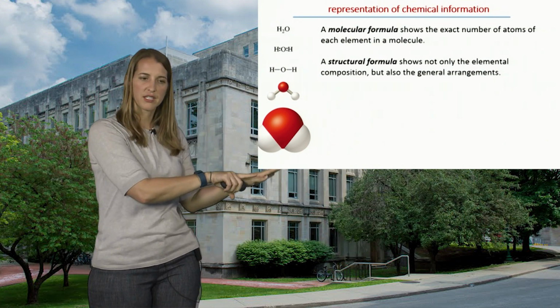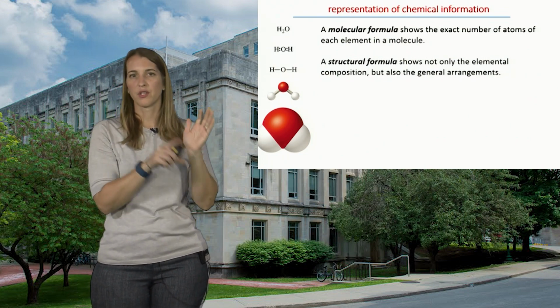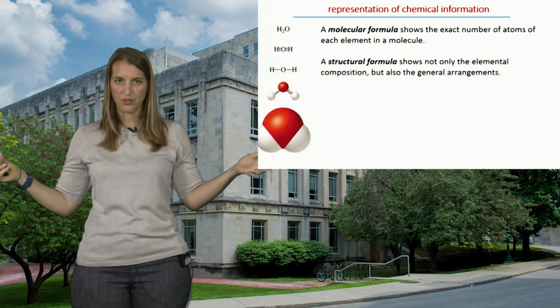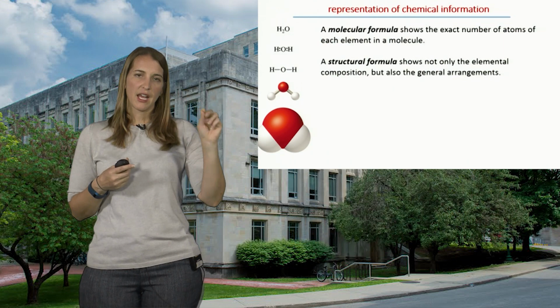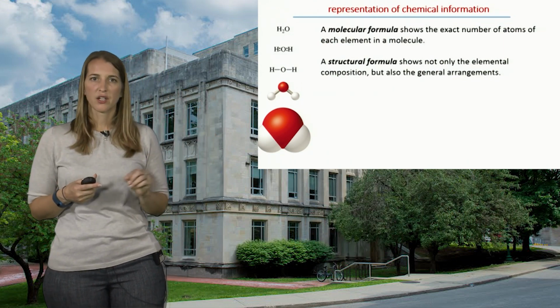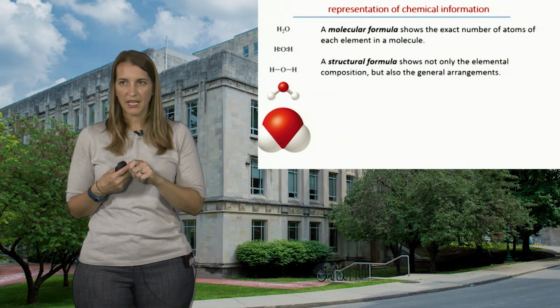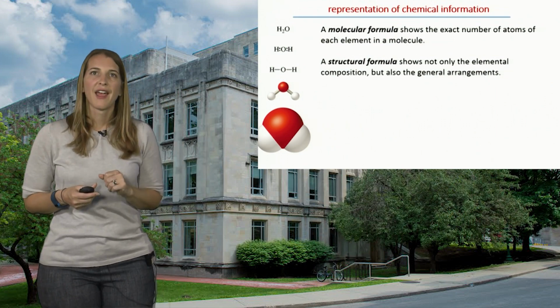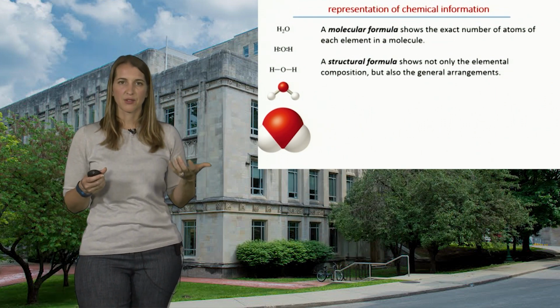Are the two hydrogens attached and then the oxygen on the end? No, this one has oxygen in the middle, two hydrogens on the side. Now, the dots represent the two electrons that are being shared. Oftentimes, just for speed's sake, we just make a dash right there, and that represents the bond as well.